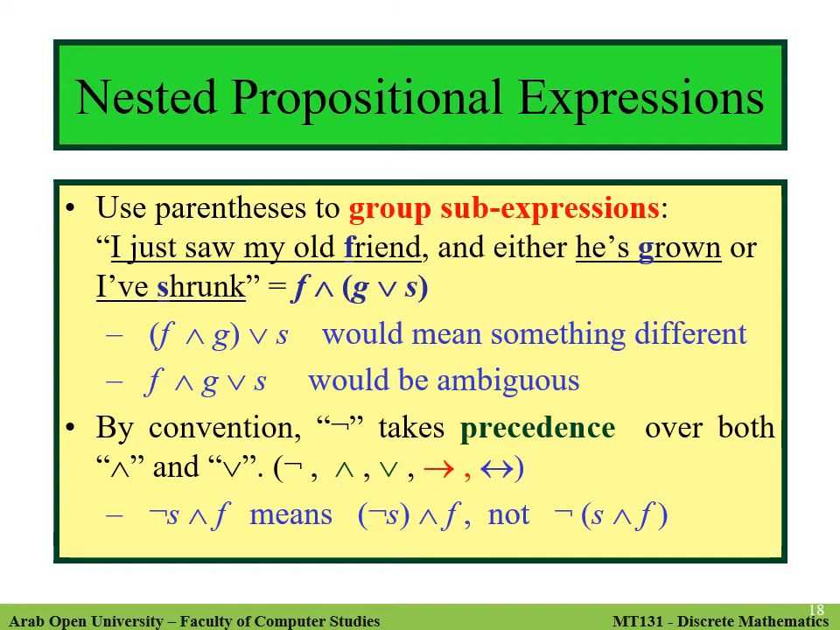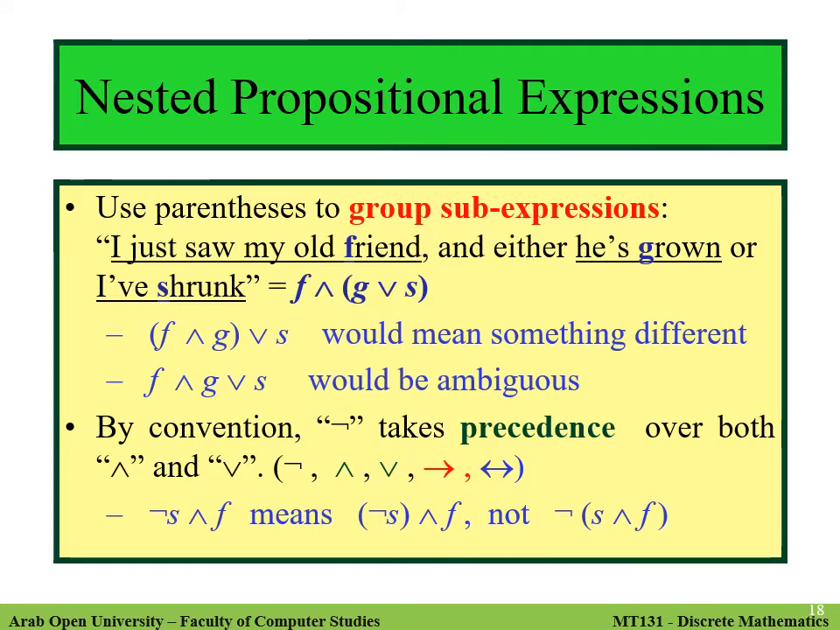I just saw my old friend. This is proposition F. And either he has grown, this is G, or I have shrunk, which is statement S. The way to write this using parentheses is F and (G or S).